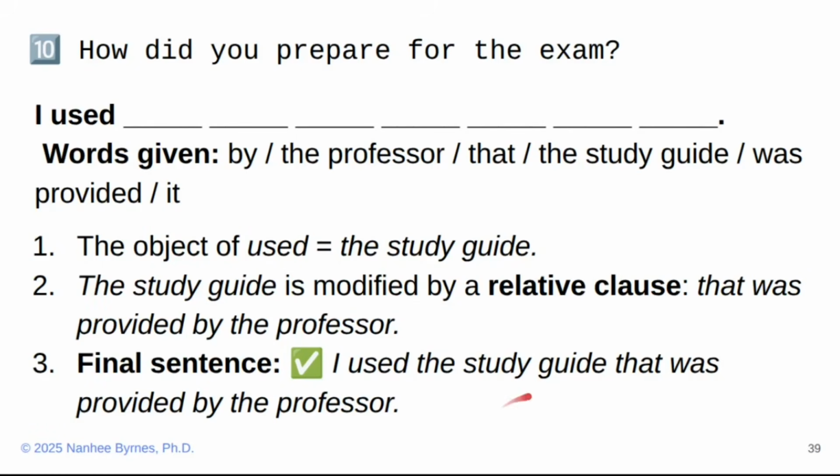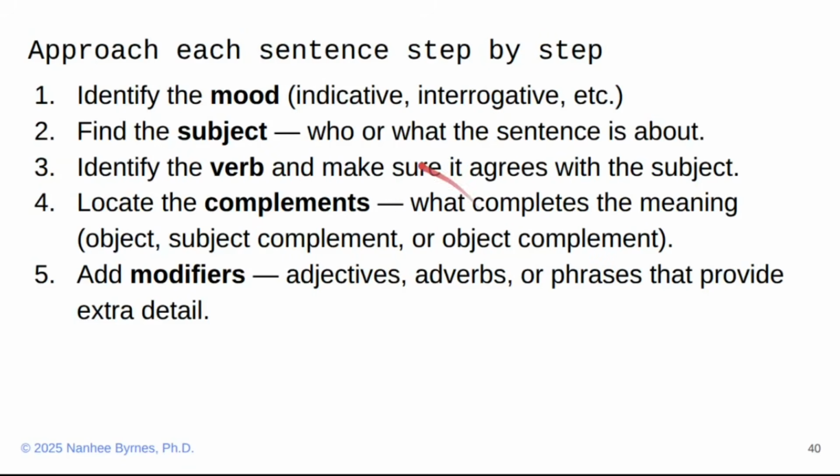By approaching each sentence this way, first identifying the mood, then the subject, verb, complements, and finally modifiers, you can tackle every build-a-sentence question systematically. All the grammar we've studied, verb structures, inversion, auxiliary placement, and complements, come alive in these examples. That's all we have for today.